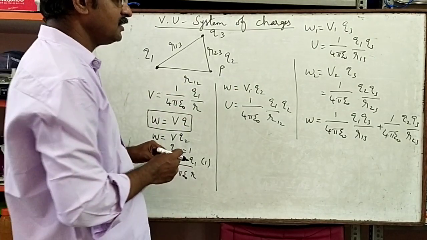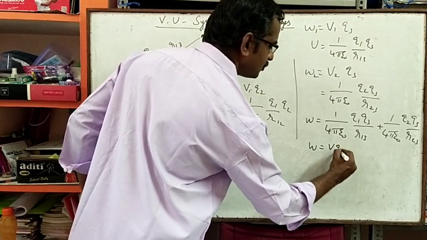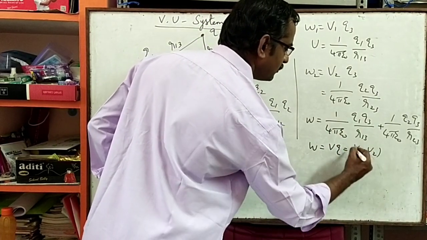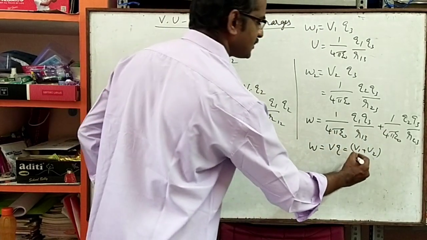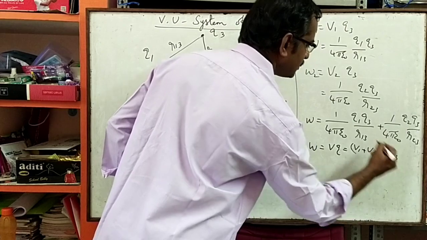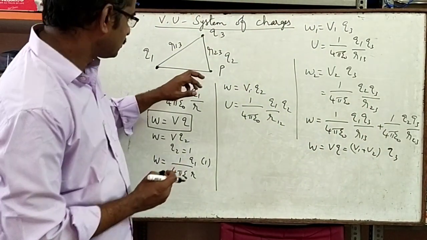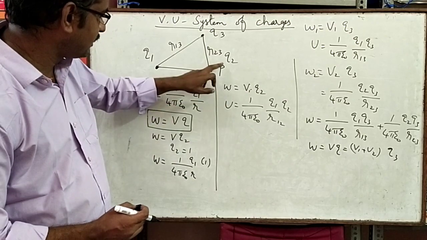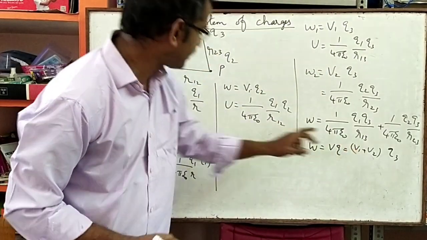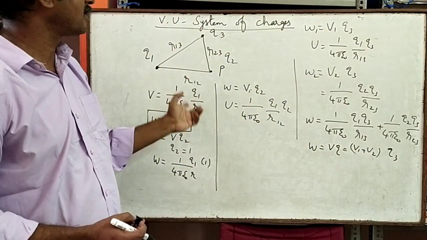This total work done is nothing but W is equal to V into Q, that is equal to V1 plus V2, times the charge we are bringing, which is Q3. So we get this equation. This is work done in bringing charge Q2 from infinity to this point. This is work done in bringing charge Q3 from infinity to the point after Q2 is brought.